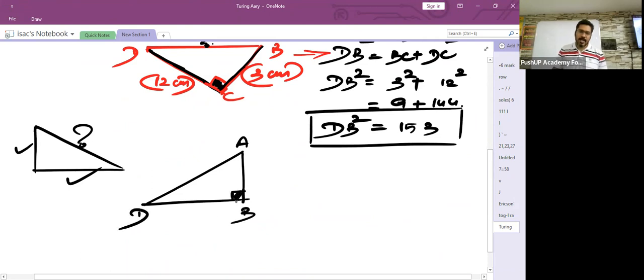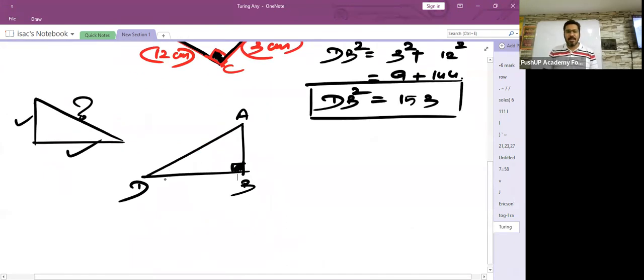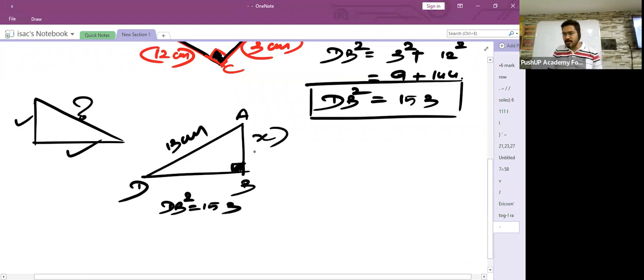For the first right angle triangle ABD, you already know AD. It is 13 centimeters. You also know DB square. How much is it? 153. All right, so I'll keep this in mind: DB square is equal to 153. The value we need to find is AB.